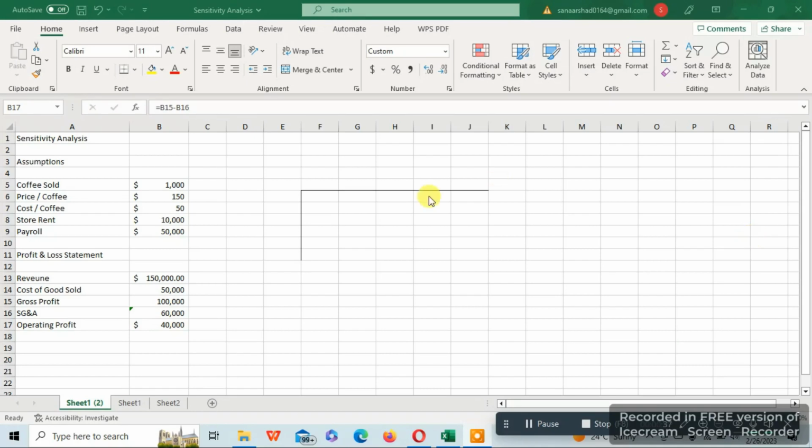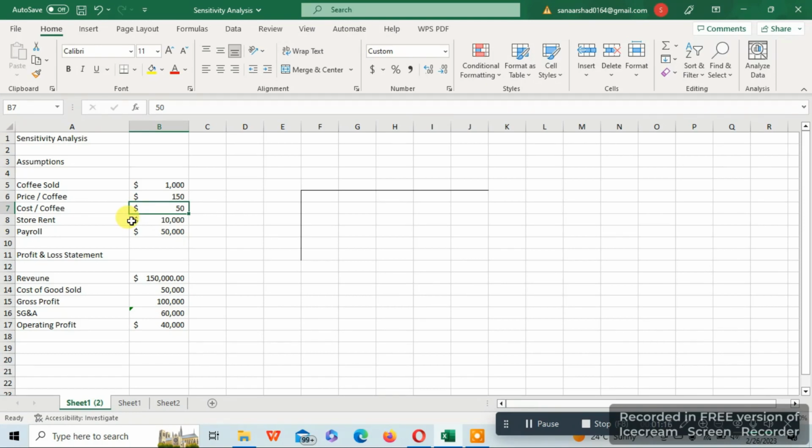So I have the setup. I have set up a very simple financial model, and we have the assumptions. Let's assume this is a coffee store, and we're selling 1,000 coffees a year, and the price of a coffee is $150. The cost of a coffee is $50, and the fixed costs, the store rent and the payroll, are 10,000 and 50,000.